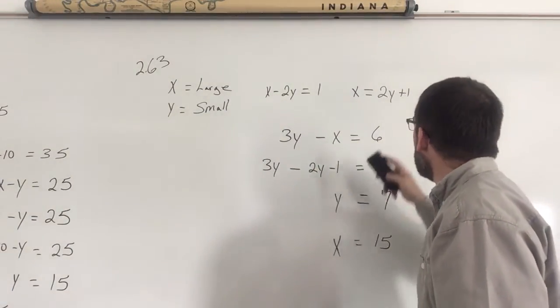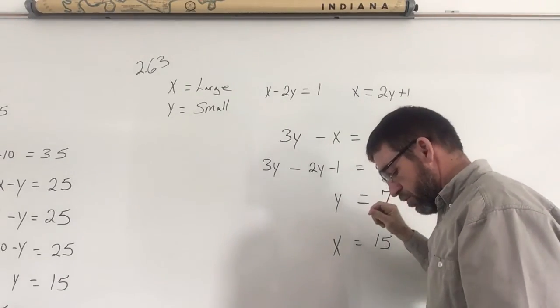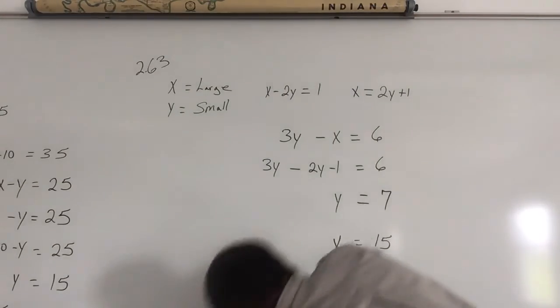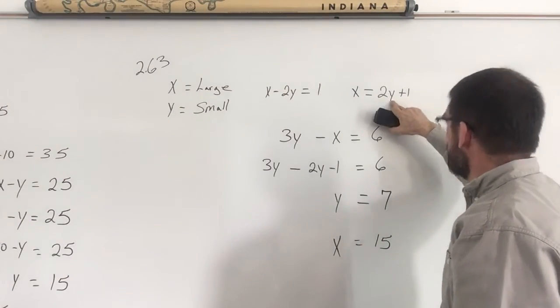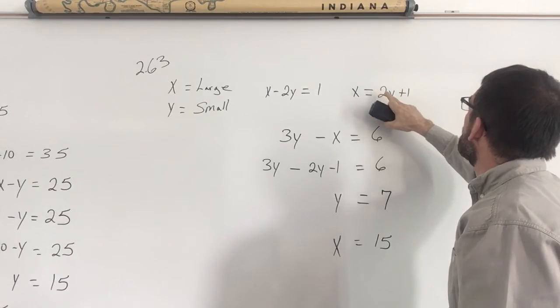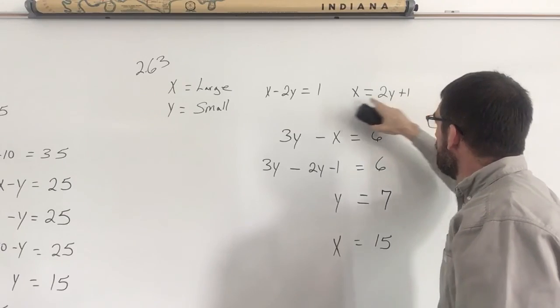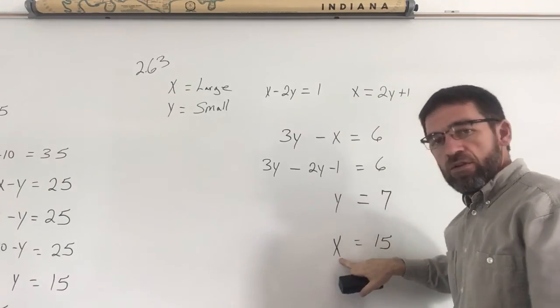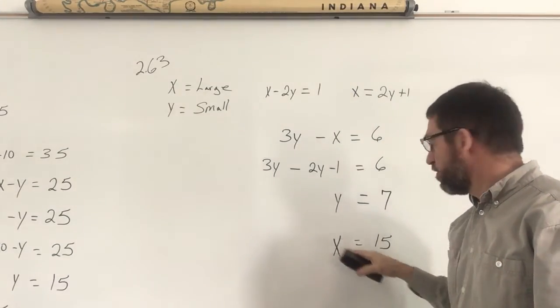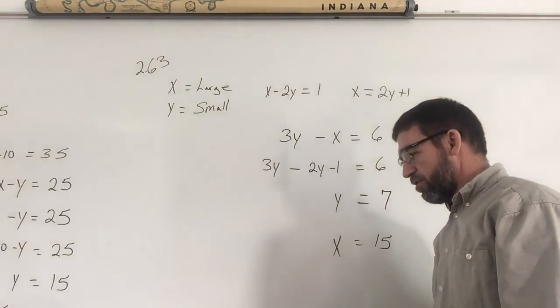Now, I put y up here, and I guess I could put him in this. I put y up here in the top, I put 7 here, so I got 2 times 7 is going to be 14 plus 1 makes 15. Oh, x equals 15. So I put it back down here, x equals 15. 7 and 15. You can check your answers to see if they're correct or not.